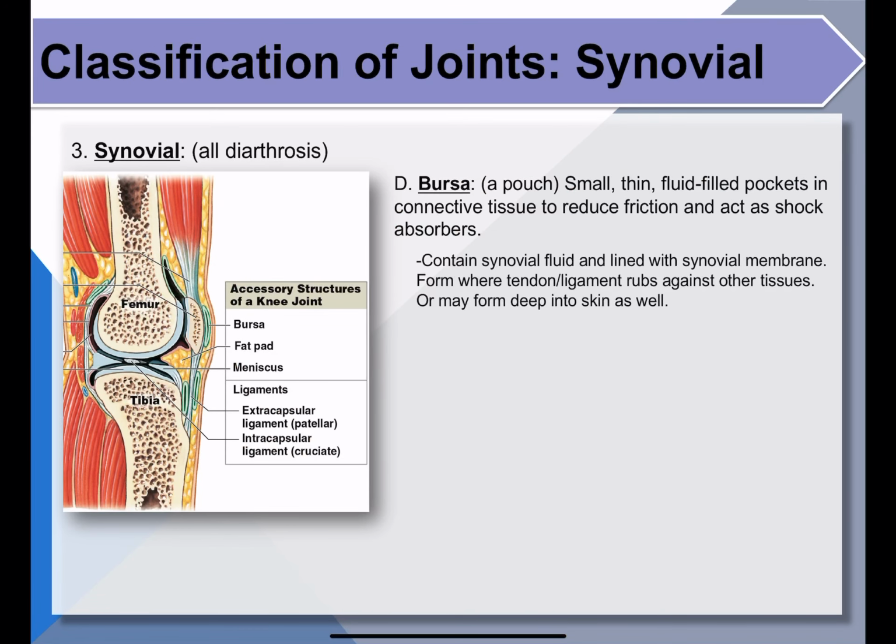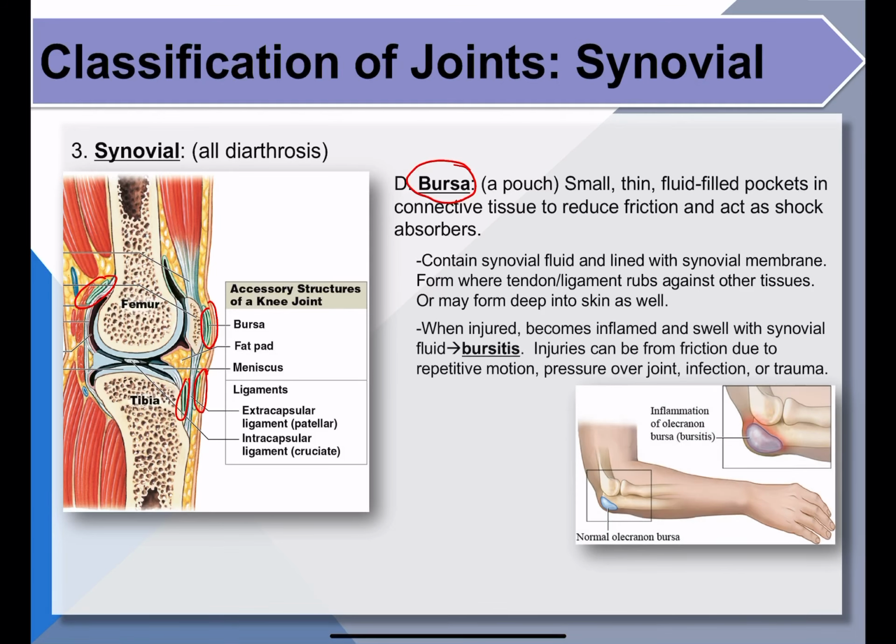Another type of accessory feature within the synovial joint is what's called the bursa. Bursa are these green looking pockets here, or here. They are kind of like little water balloons that sit between where tendons and ligaments are rubbing against other tissues, like bone surfaces, for example. So again, the function is very similar to serous fluid and serous membrane for that cushioning effect and to prevent friction between surfaces. But overrubbing can lead to inflammation called bursitis.